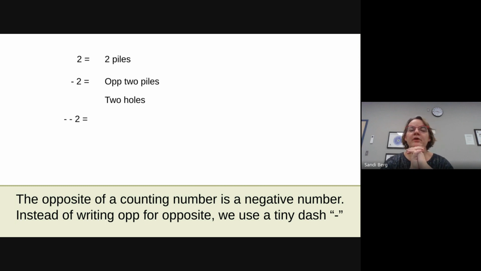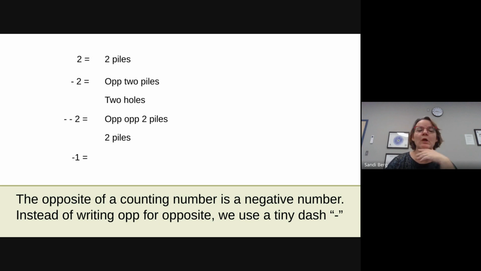Okay, I'll give you a moment to think about this one. So we've got the opposite of negative 2, which is the opposite of 2 holes, which is 2 piles. And students might go through it saying, well, it'd be the opposite of 2 holes. They'd make that intermediate step, and then they'd say 2 piles. Either way is fine. What about negative 1? Well, that'll be 1 hole. Or they might have started by saying it's the opposite of 1 pile, which is 1 hole.